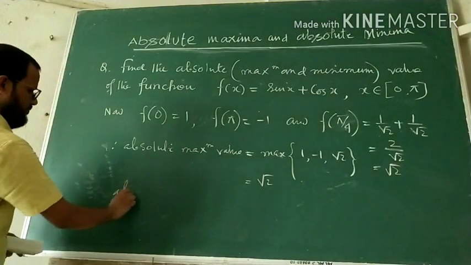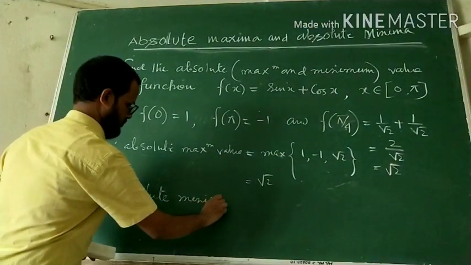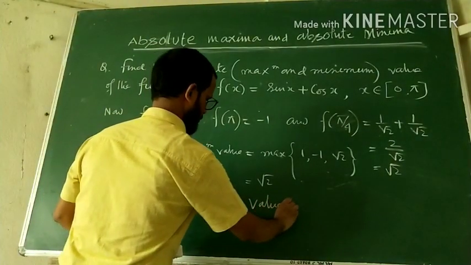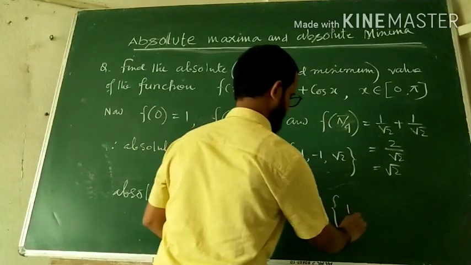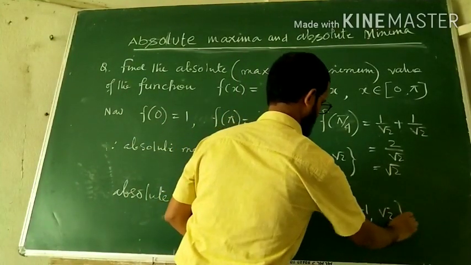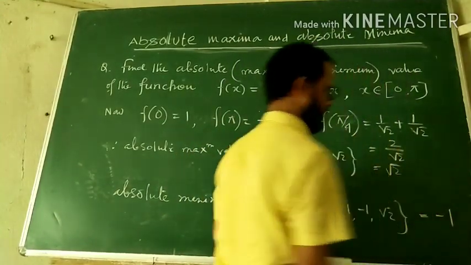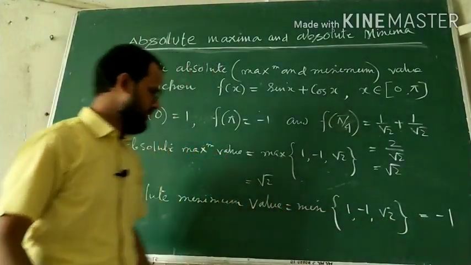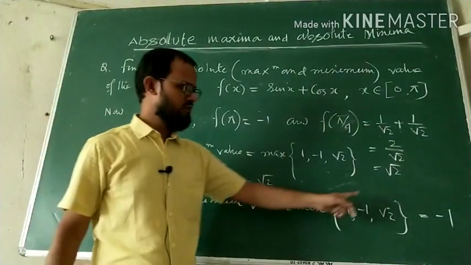And the absolute minimum value equals the minimum of 1, minus 1, root 2, which is equal to minus 1. Minus 1 is the minimum of all these values, and hence finally we get: absolute maximum value is equal to root 2, absolute minimum value is equal to minus 1.